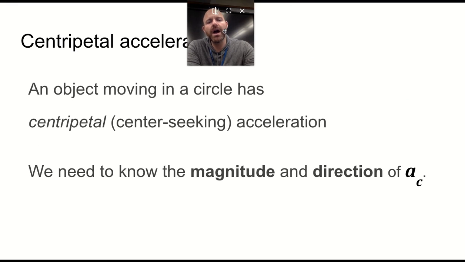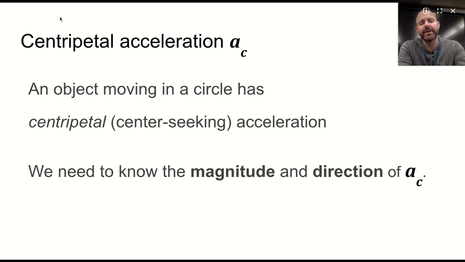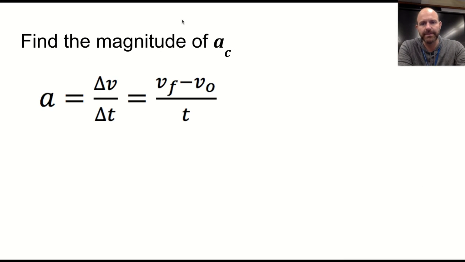And so we talk in this term, there's this word we want to introduce called centripetal. Centripetal means center seeking or toward the center of a circle, and it has a type of acceleration we call centripetal acceleration. And of course, like any quantity in kinematics, we want to know the magnitude of it, and we want to know the direction since acceleration is a vector.